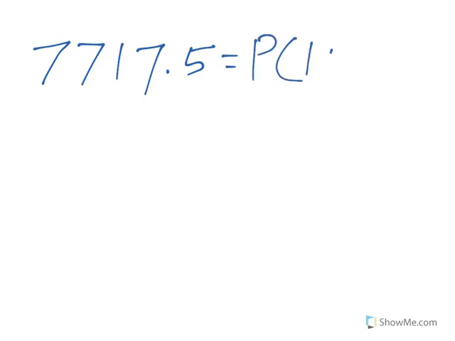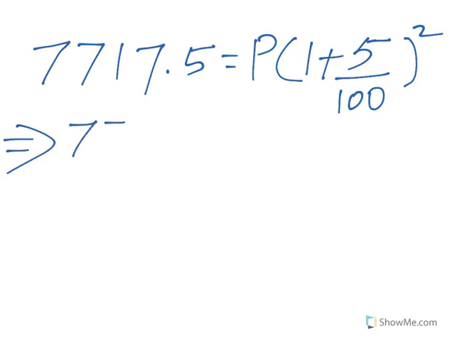Okay, so I know that my amount is rupees 7717.5, which is equal to P, I don't know, times (1 plus 5 by 100) squared. So this is where we're at. Now you just have to finish it.